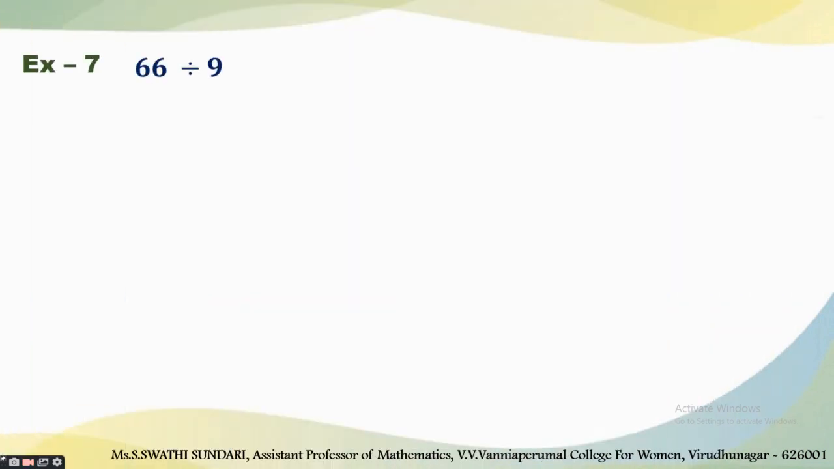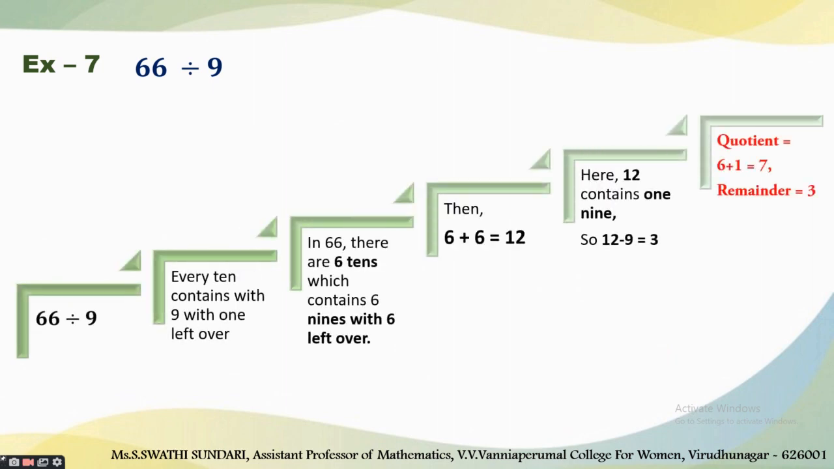In a similar way, we solve the next example, that is 66 divided by 9. Since we know that every 10 contains one 9 and 1 leftover, in 66 there are 6 tens and 6 is left over. So the quotient is 6 temporarily. And in the remainder, 6 is already left over from the tens, and in 66 the 6 is left over. So 6 plus 6 is 12. In 12, there is only one 9. So the quotient is increased by 1. So the temporary quotient 6 added to 1 gives 7.